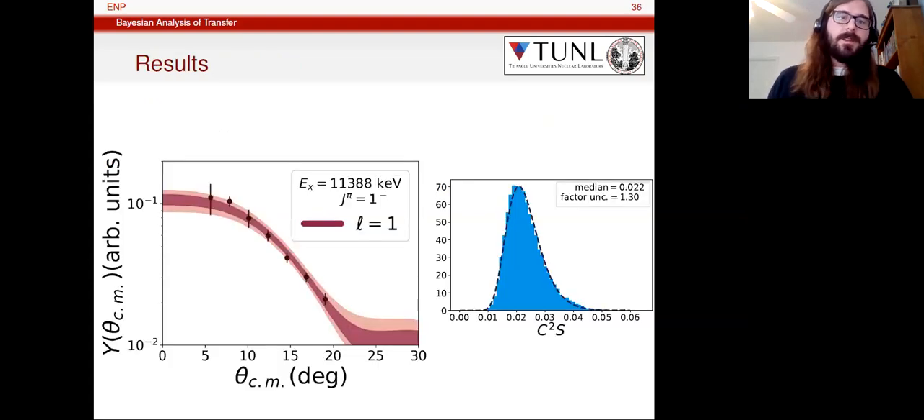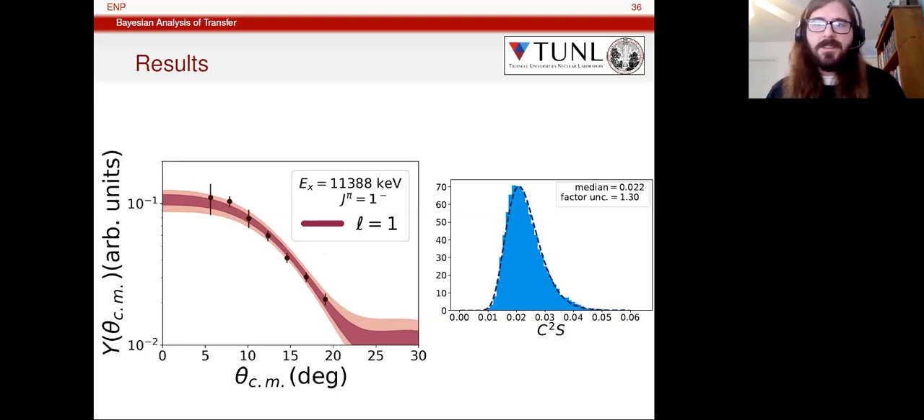Okay, and so getting to where we want to go, which is again this one state of interest for astrophysics, we can start calculating transfer cross-sections. Returning to this bound state with a known spin parity, it's described extremely well by an L equals 1 transfer. Propagating everything through, we again get these credibility intervals in dark purple and light purple. Furthermore, because we're calculating a transfer, we can get a spectroscopic factor, which is calculated at the same time as all these other parameters.